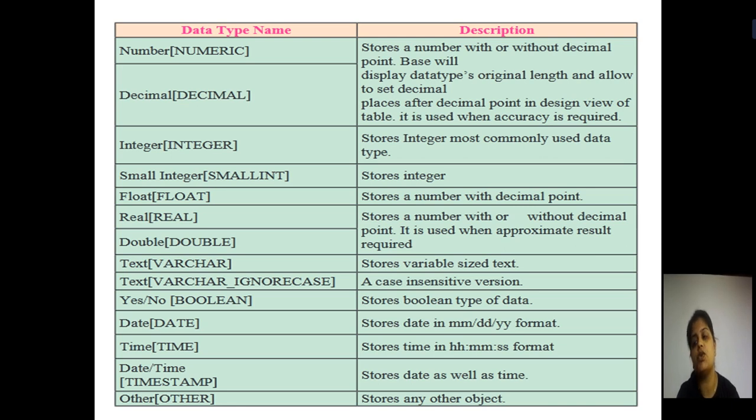If you want to store any integer value, then you can store it by this. The real, then float. If you have any decimal point number or any fractional number, then that can be stored in the float. In real, you can store a number with or without the decimal point when you need the appropriate result at that time.